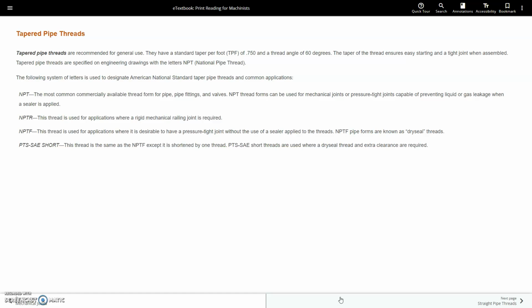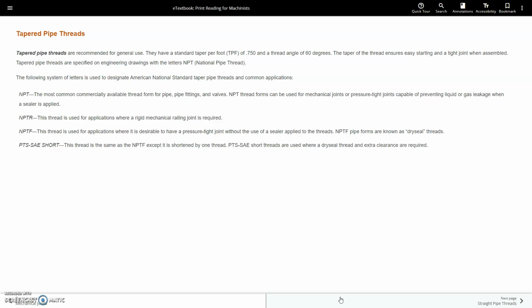So NPT is the most common commercially available thread for pipe fittings and valves. The NPT thread form can be used for mechanical joints or pressure tight joints capable of preventing liquid or gas leakage when a sealer is applied.